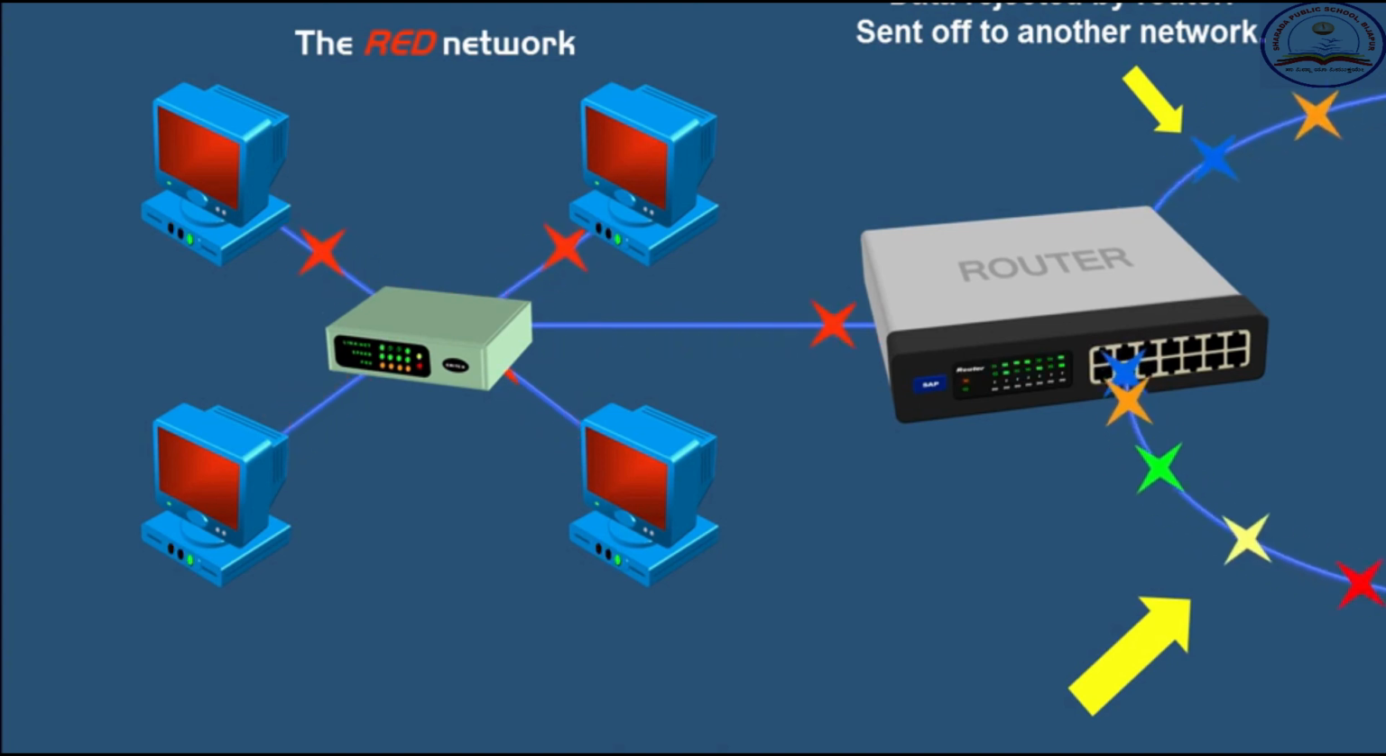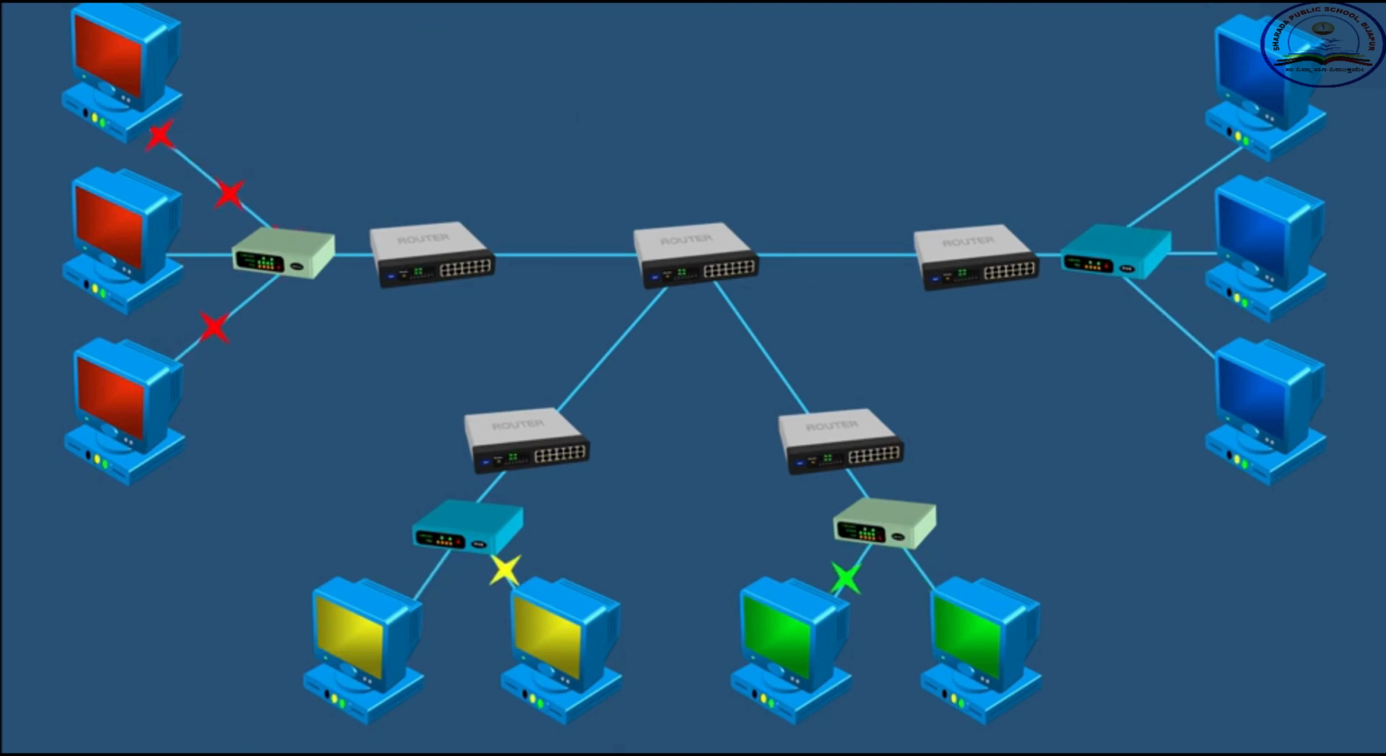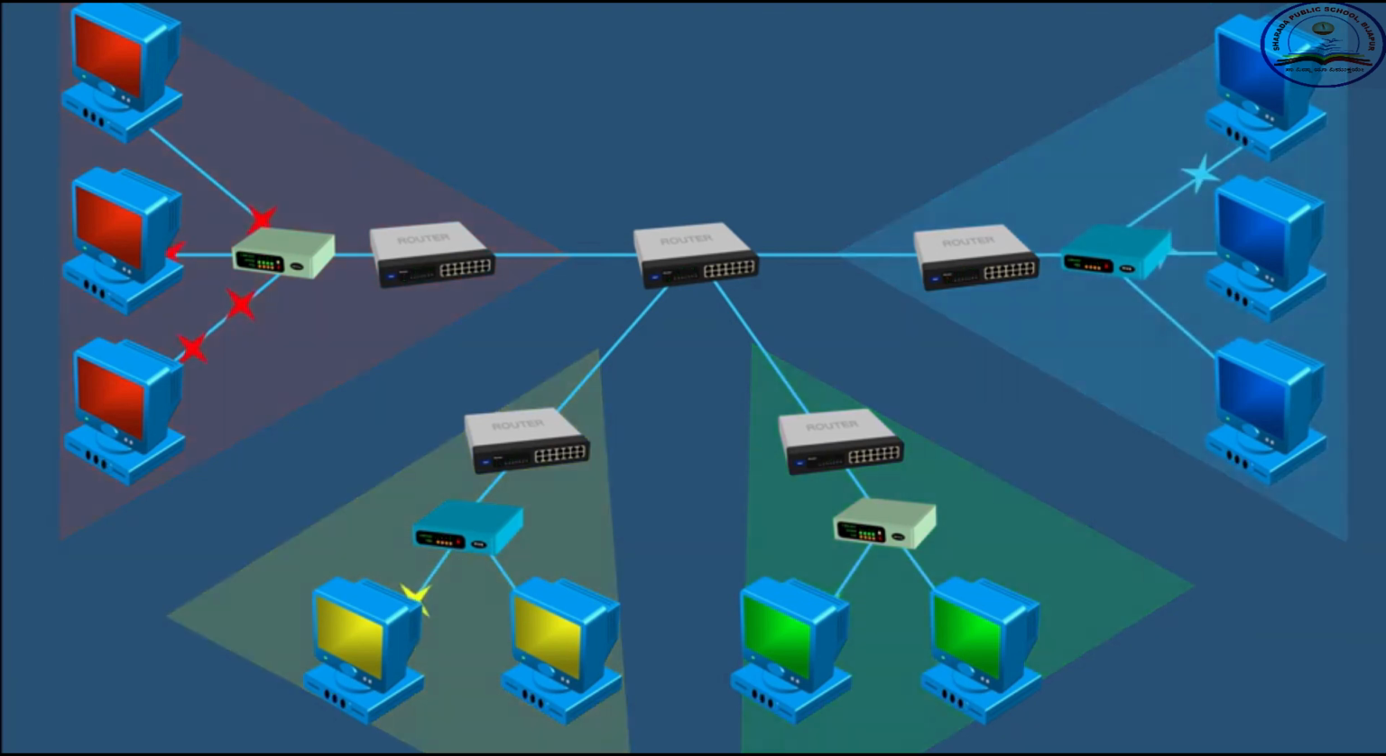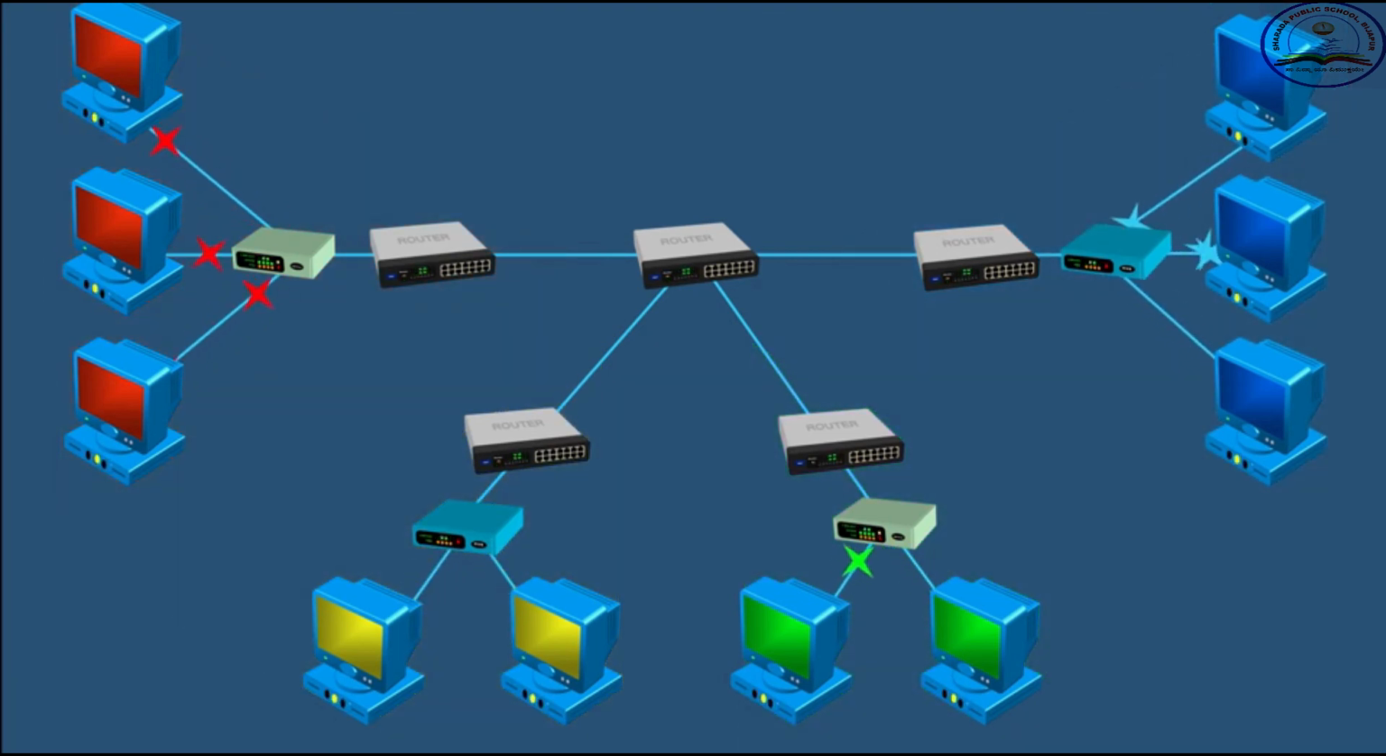Here is an example of many networks: red, yellow, green, sky blue. You can see the red network is connected with a switch and the blue network is also connected with a switch, as respective networks are connected with a switch. Right now the data packets are sending within a network.